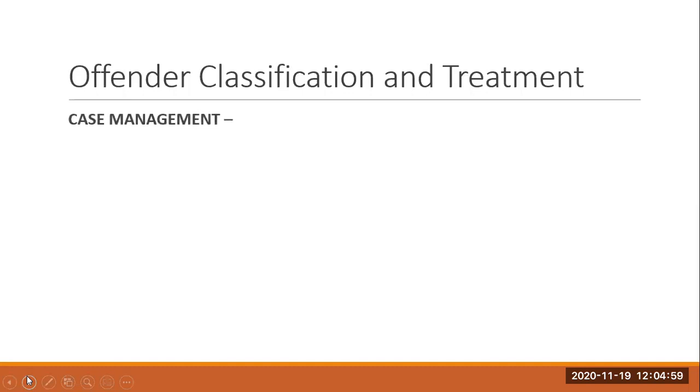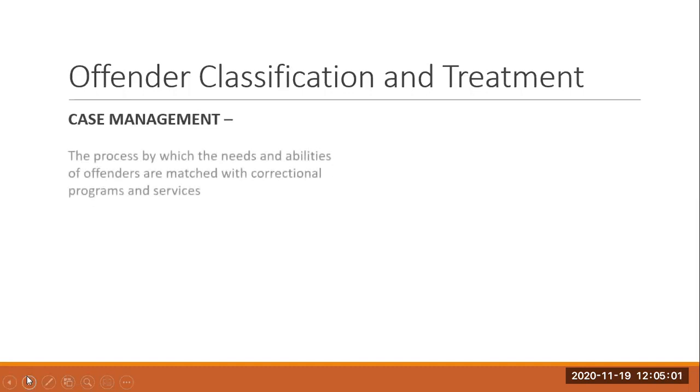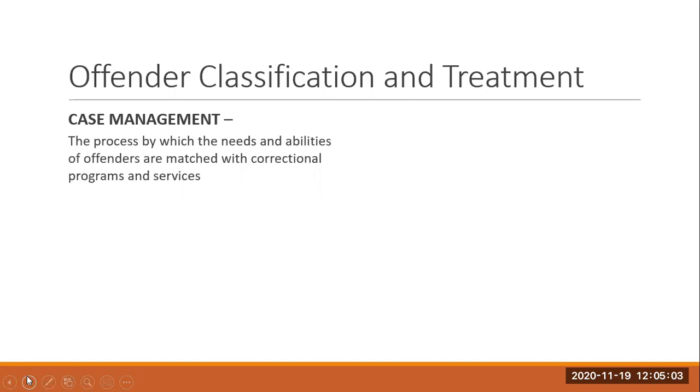All of this information helps in the case management process. And case management is the process by which the needs and abilities of offenders are matched with their programs and services. In other words, think of it like sitting down with your guidance counselor in high school. They did it when I was in high school. We took all these tests and surveys that gave you an idea of what types of careers would be ideal. Now, they probably have obviously changed that, but it's somewhat similar or analogous.